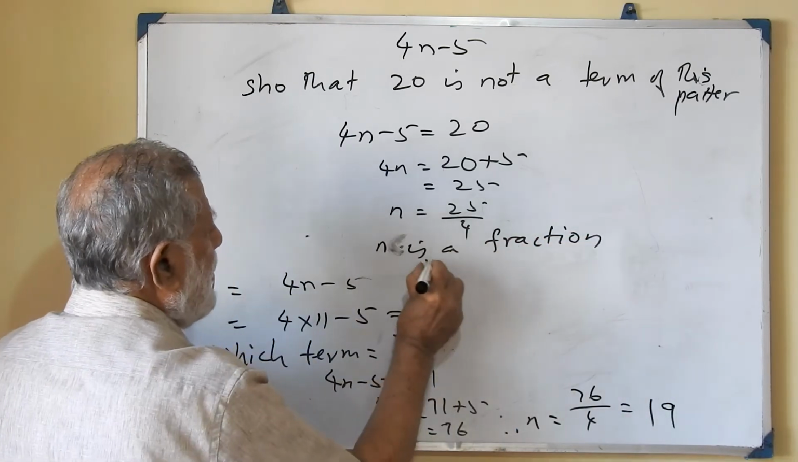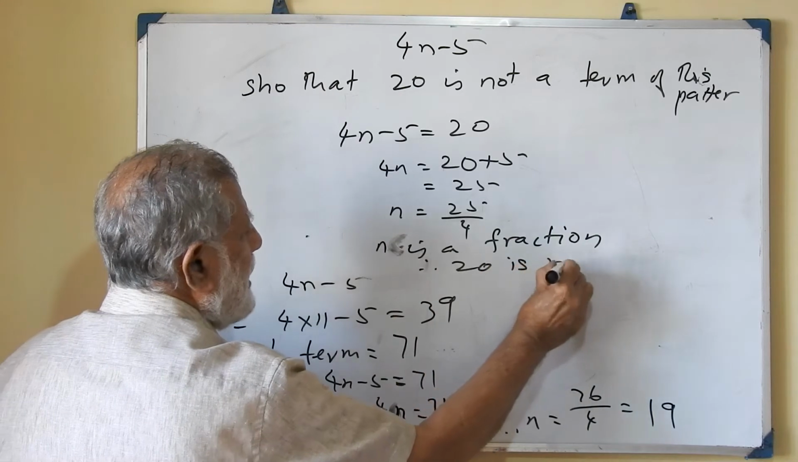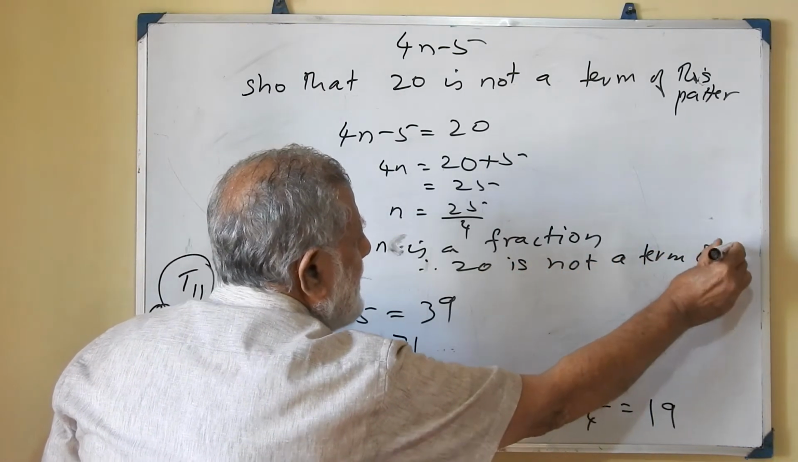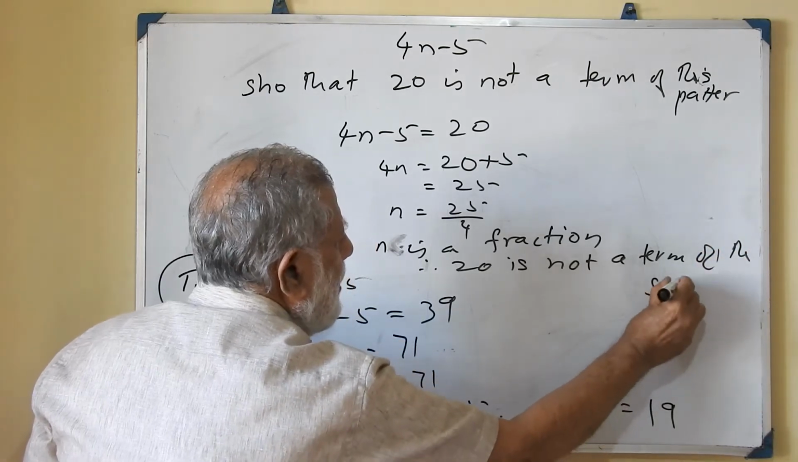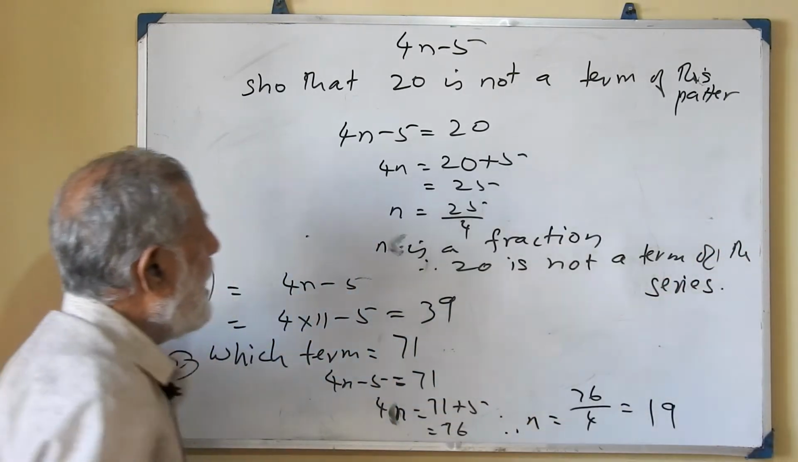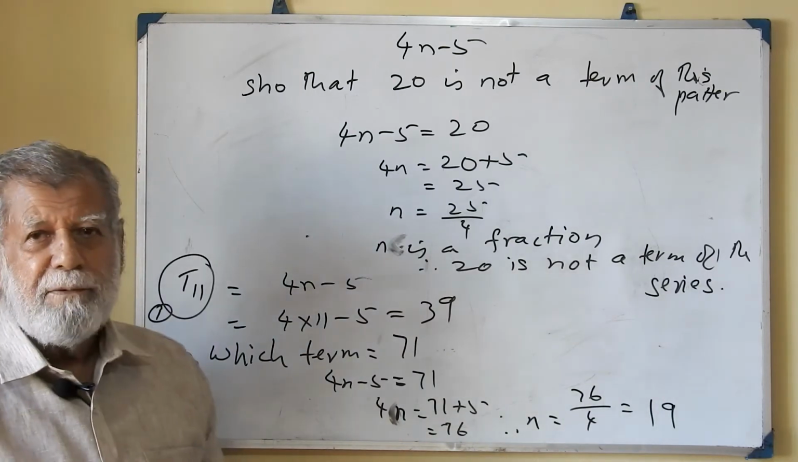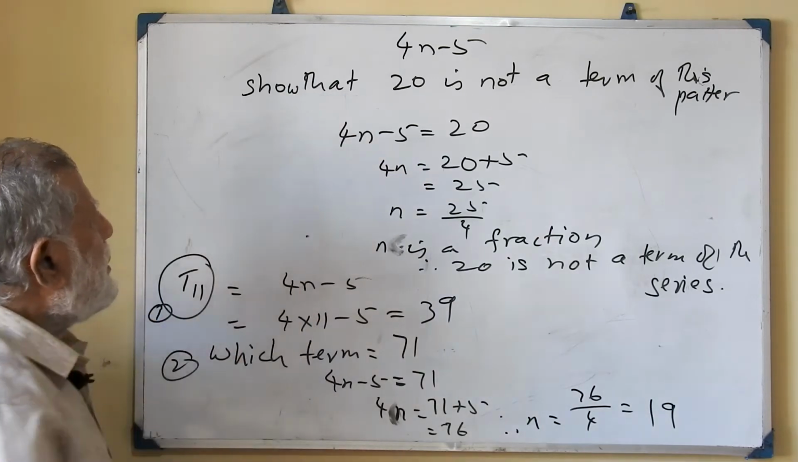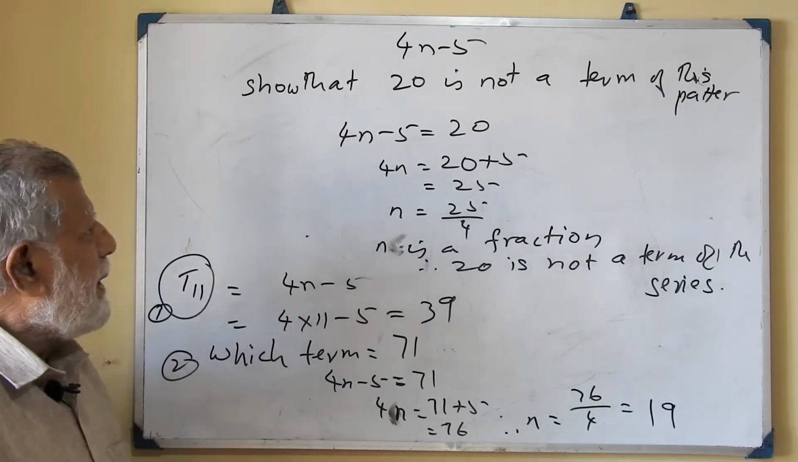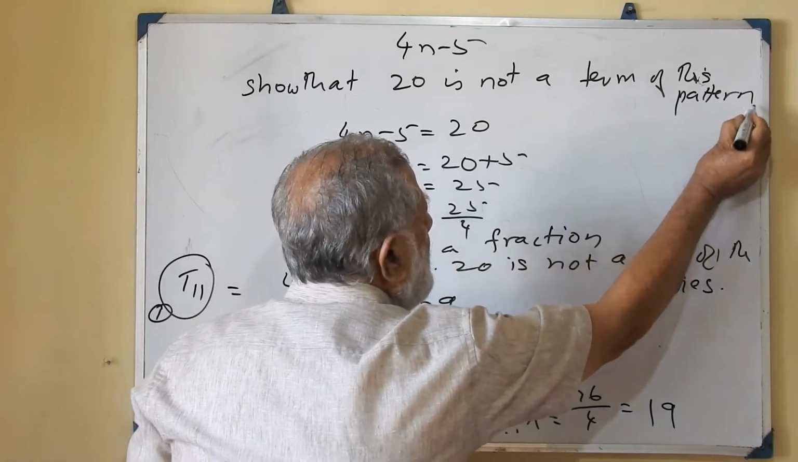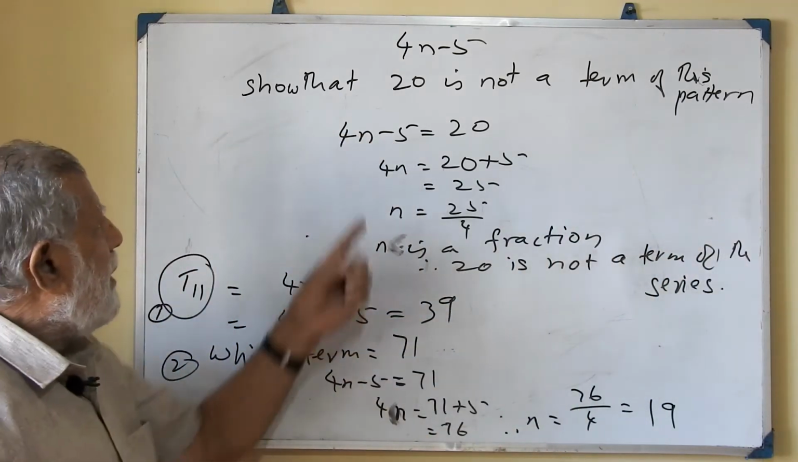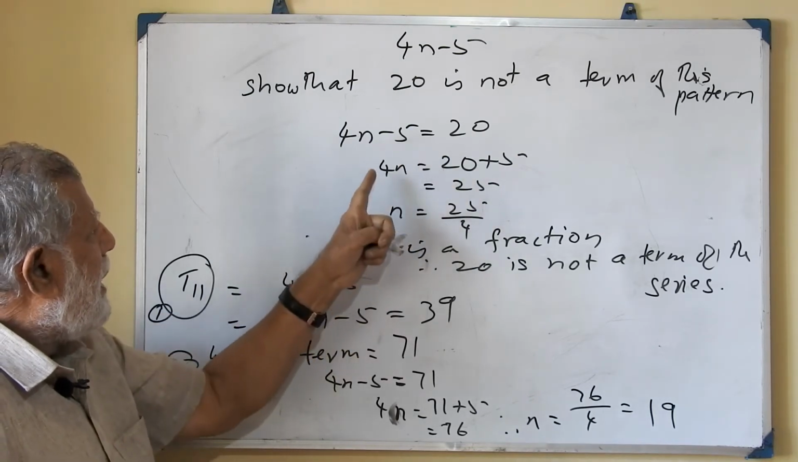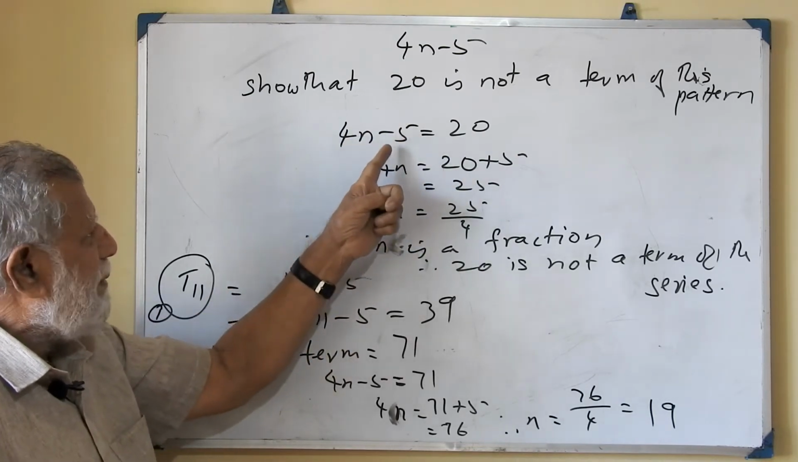Therefore 20 is not a term of the series. How is that? Now 4n minus 5 is the general term. Now you have to show that 20 is not a term of this pattern. How to do that? We write down the formula 4n minus 5 equals 20. It is the same rule we did earlier.